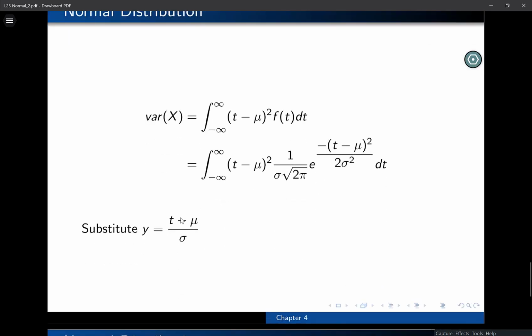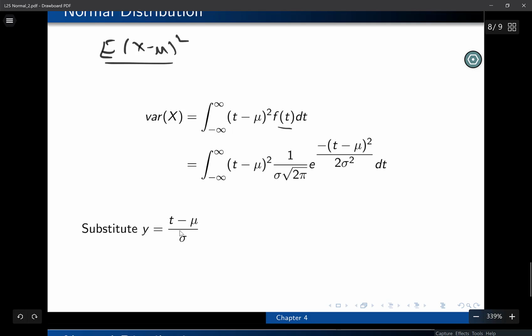So next we look at variance of x. If you remember, the definition of the variance of x is expectation of (x minus mu) square, right? So we'll be using this definition. So expected value of this: integral of (t minus mu) square times the density, right? This is just the definition of expectation. Then in this step I've substituted the formula for the density.